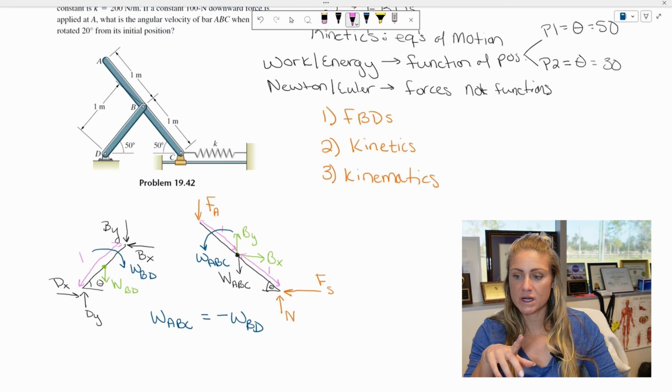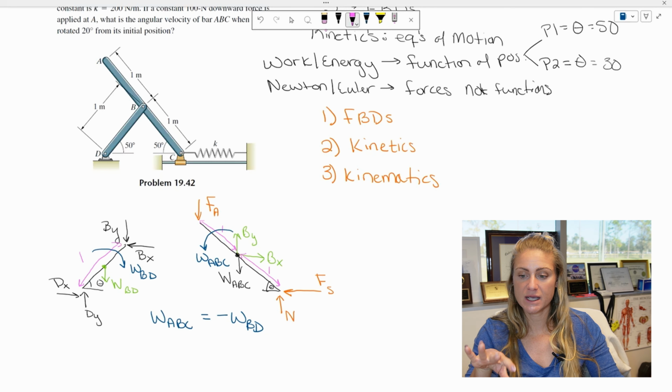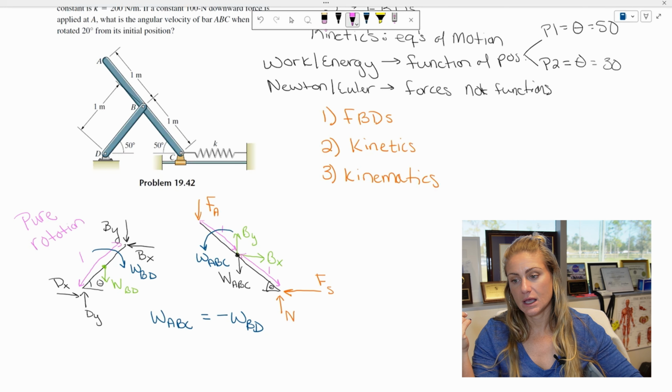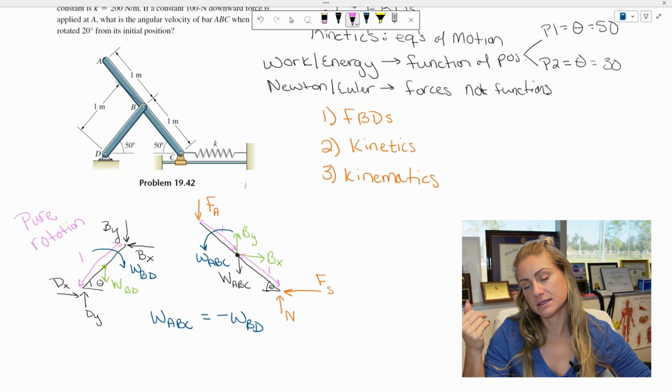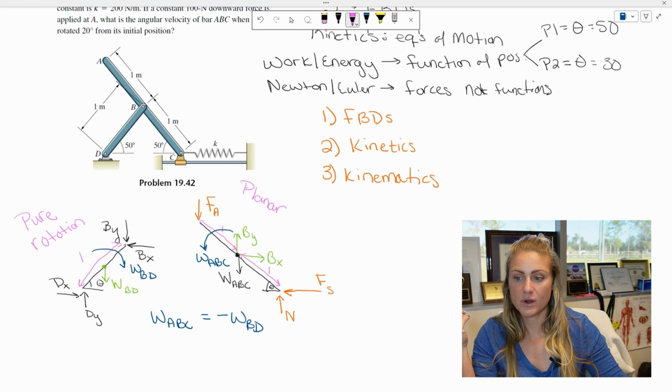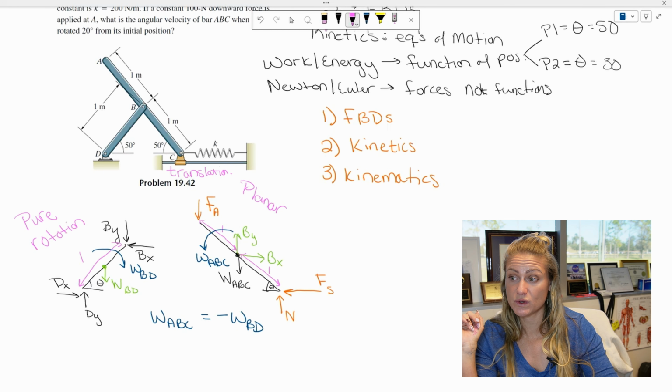Before I move on, I do want to establish what type of rigid body motion each part is undergoing. So for bar BD, it is undergoing pure rotation. So we have pure rotation here. Bar ABC is undergoing planar motion. And the slider is going to be translational. Okay, I think now we have a really good free body diagram, and we can move on to kinetics, okay?